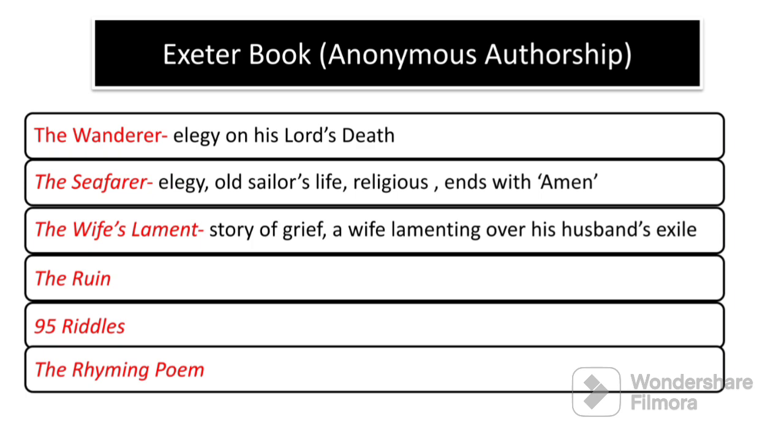Coming back to the Exeter Book, anonymous authorship is there. We don't know the names of the authors. We just find a collection which is called the Exeter Book, in which we find all these manuscripts. The first are The Wanderer and The Seafarer. These two are the earliest elegies which we have in English literature. First is an elegy on his lord's death, which is The Wanderer. Second is an elegy on the life of an old sailor. He remembers his old life, how he used to be at sea. It talks about the life on sea. The important thing about this elegy is that it is religious and also ends with the word Amen.